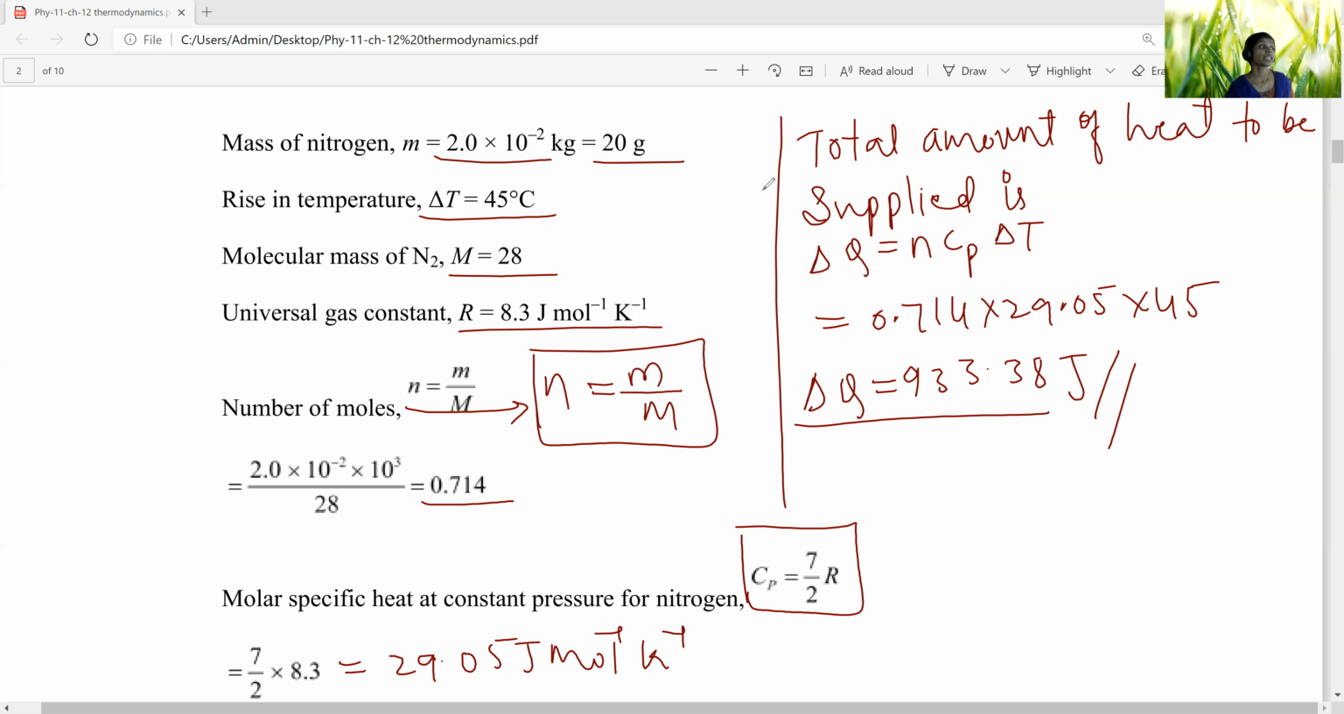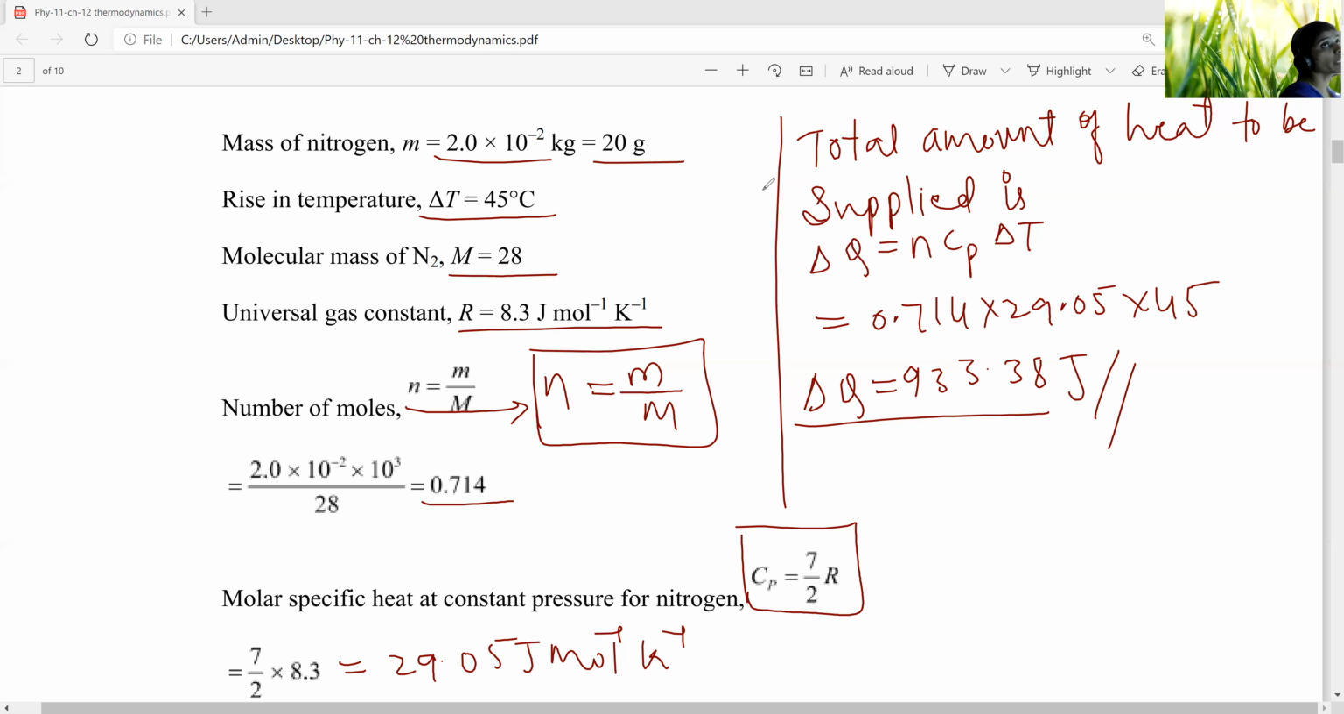Next, molar specific heat at constant pressure for nitrogen is given by the formula Cp, specific heat at constant pressure, that is given by 7/2 into R. 7/2 is a constant, R is the universal gas constant, value 8.3. Substituting and simplifying, molar specific heat at constant pressure for nitrogen we got 29.05 joules per mole per Kelvin.